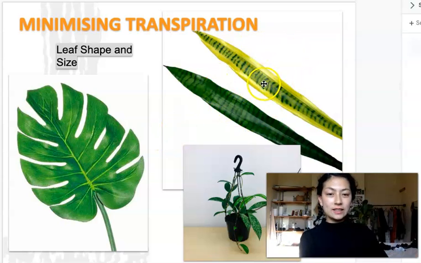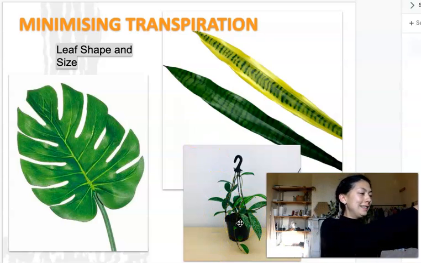Here we have a succulent, and here we have a Hoya. So these two have similar leaf structures. They're much narrower than the Monstera on the left. They are thicker, which will reduce their surface area to volume ratio. So we know when things are thicker, they have a lower surface area to volume ratio, and they're often smaller.